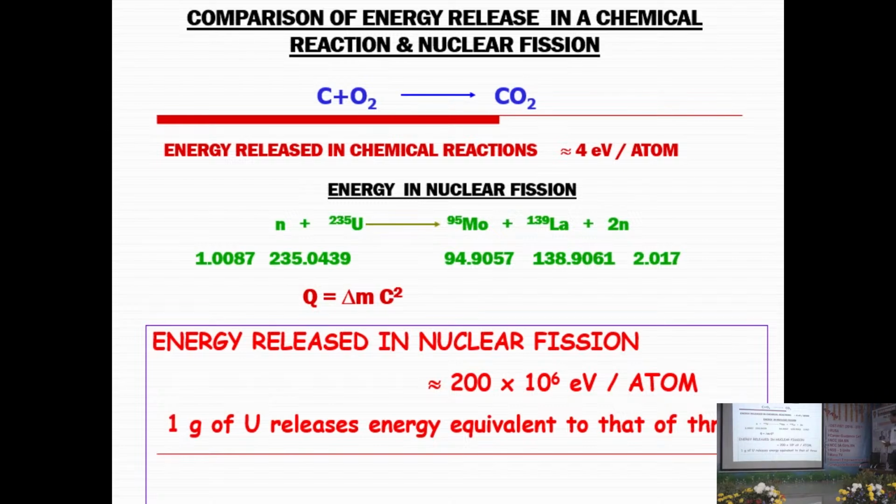One gram of uranium releases energy equivalent to 3 tons of coal or 2300 liters of fuel oil. We have already discussed this several times over the last 2 days. We get a high energy density from nuclear fuels.